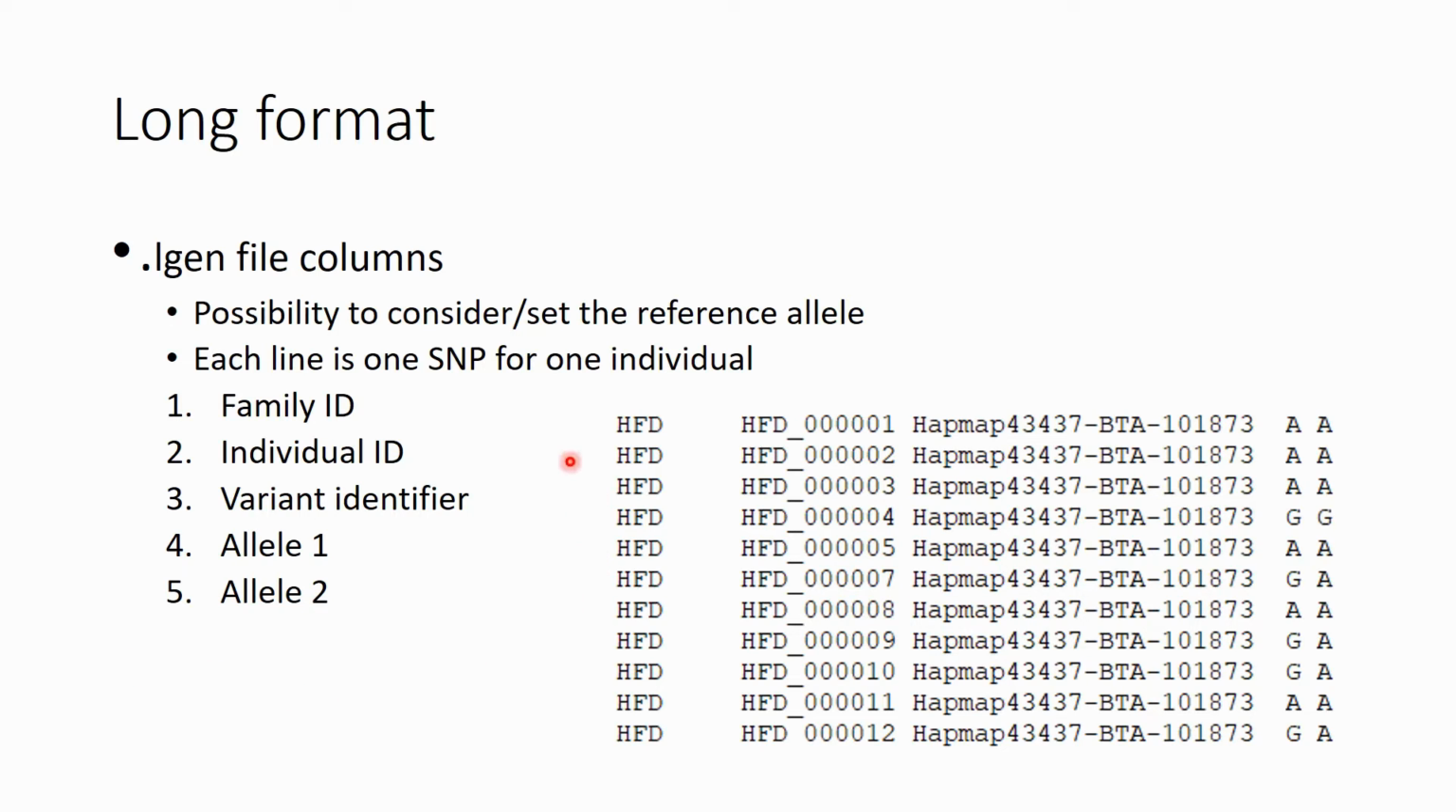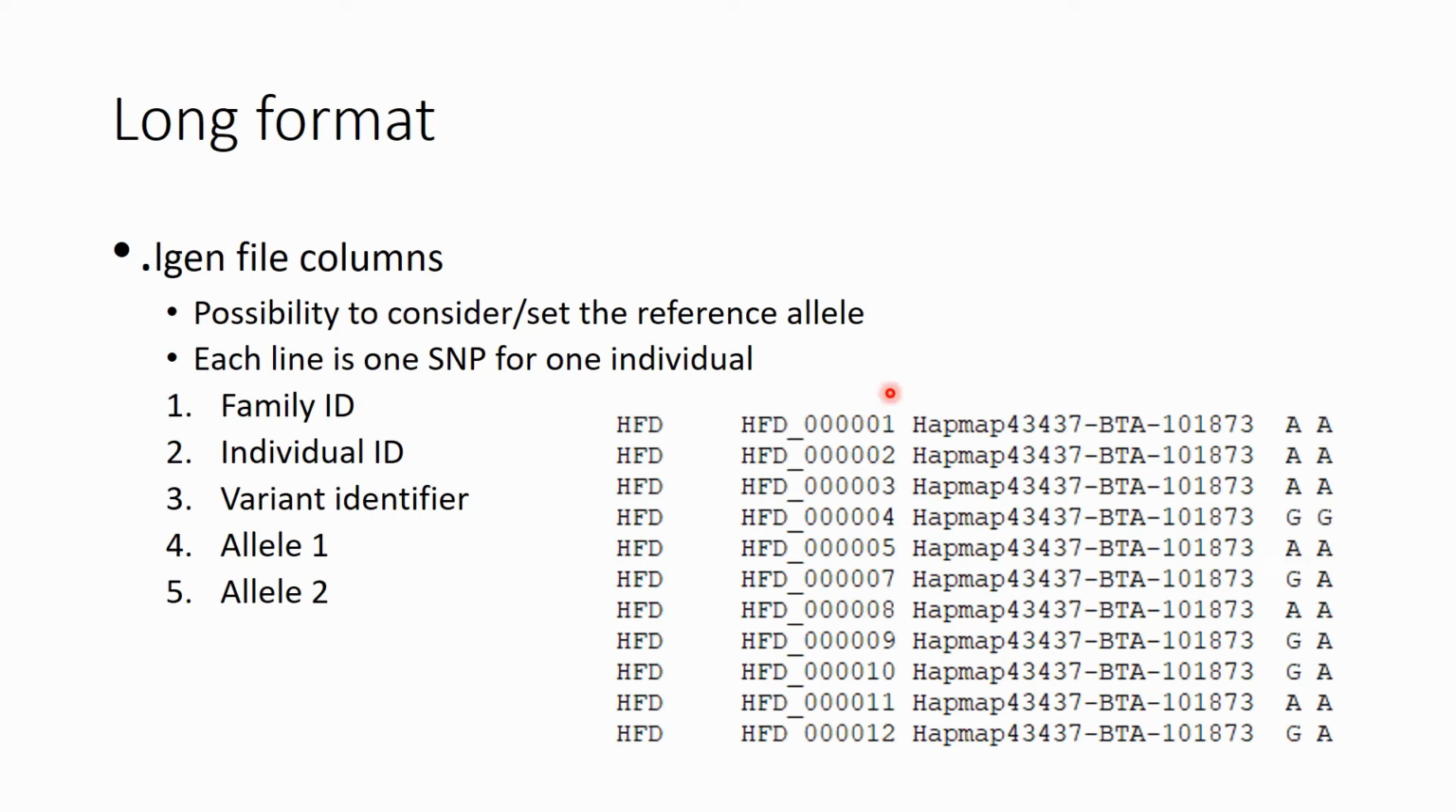Well, in here, each line is one SNP for one individual. So if you have 50,000 SNPs, then you will have 50,000 lines for individual 1, 50,000 lines for individual 2, and so on. It has a very specific structure of columns. So first one is the family ID. The second one is the individual ID, on the PLINK website also often referred to as the within family ID. So that is this one.